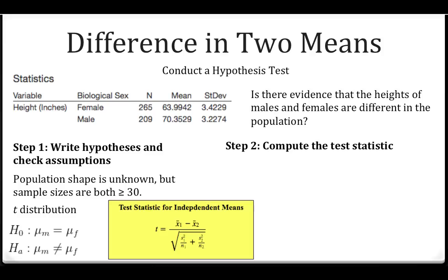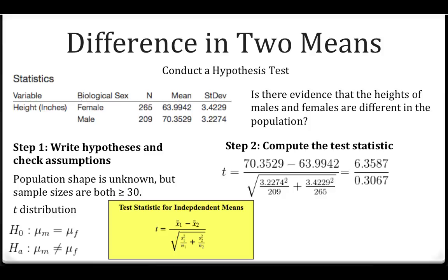Here we have our formula again. It's the difference in sample means divided by the standard error. We plug the numbers from our descriptive statistics into this formula. Again, be careful with that standard error formula because it contains the variance, not the standard deviation. So it's S squared. We end up with a difference in sample means, again, of 6.3587 and a standard error of 0.3067 and a test statistic of 20.733. This is a huge test statistic, which we'll see in a moment when we go to Minitab Express to find our p-value.